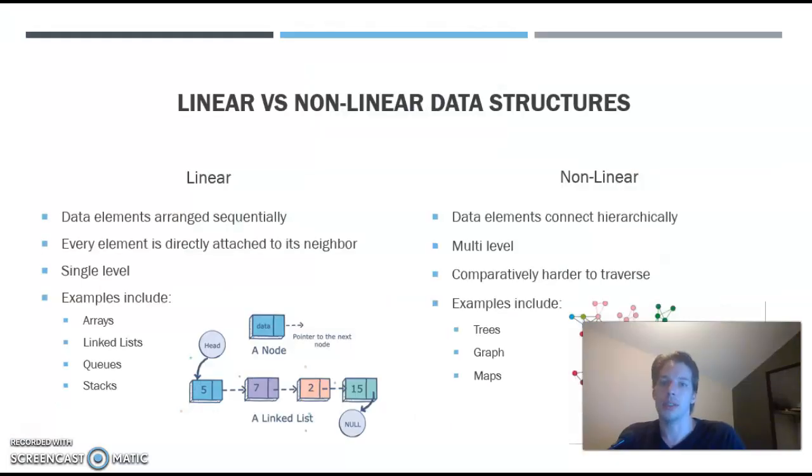And there are two different types of data structures. We have linear and nonlinear. Linear data elements are arranged sequentially. Every element is directly attached to its neighbor. It is single level. And examples include arrays, linked lists, queues, and stacks.